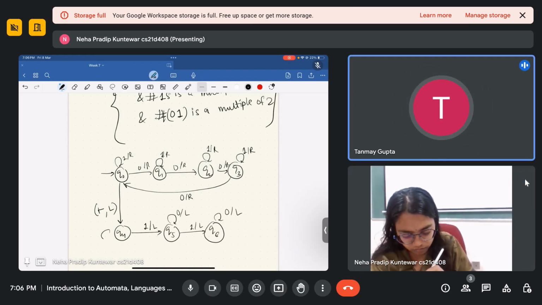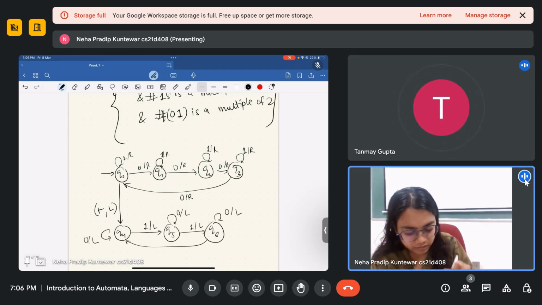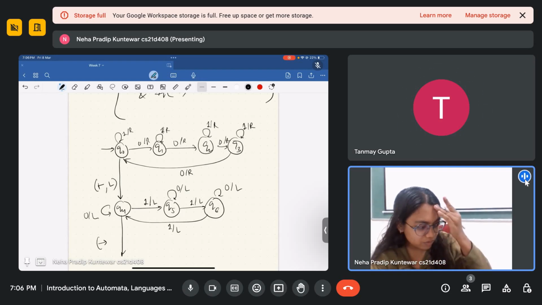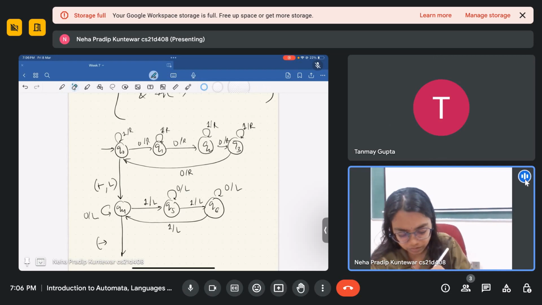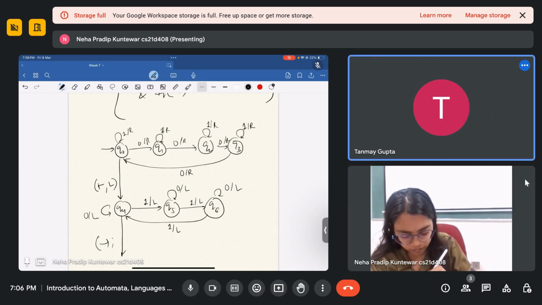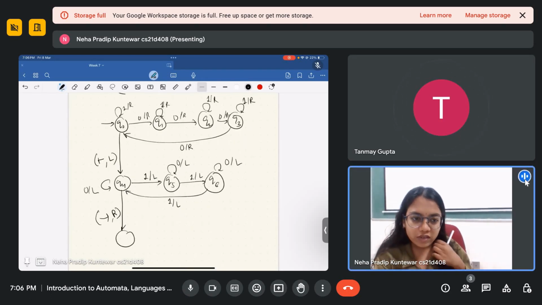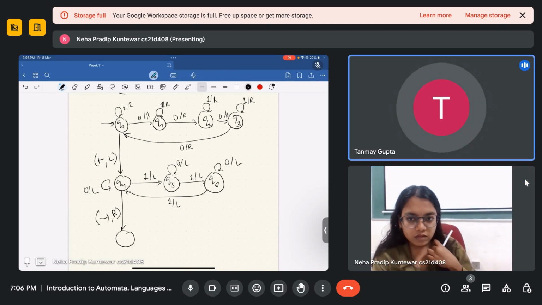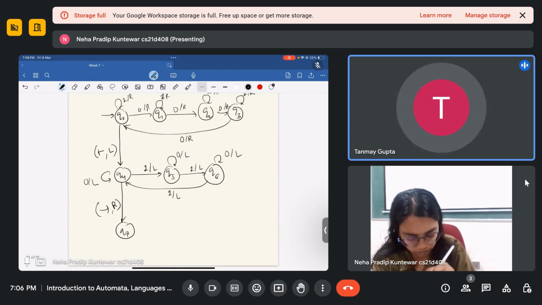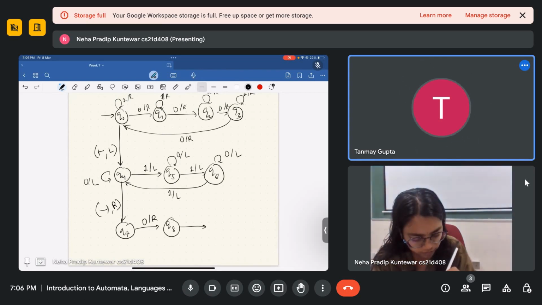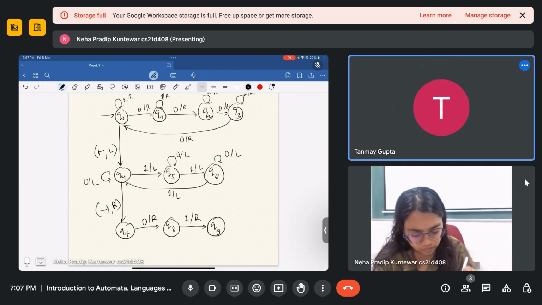From Q6 to Q4, again on 1. That's right. And then, what do you see now? You see a left hand marker. Then you go to the right. And now you are going to draw an automaton for checking the number of 01s. It will be Q7, and there will be three states again: Q7, Q8 and Q9. First it will be 0, then move right. Then 1, move right. At Q9, it will again move to Q7.